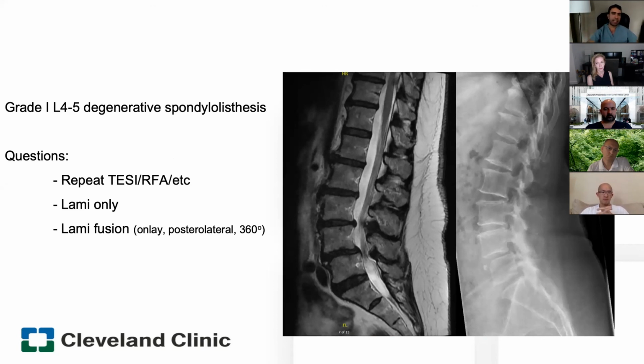Either say ALIF, or TLIF, or decompression with posterolateral instrumentation only with no interbody. Who would do what here? Out of curiosity, I'm just curious how many people would just fuse this patient versus decompress only.